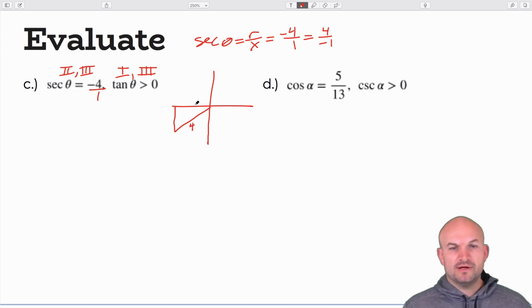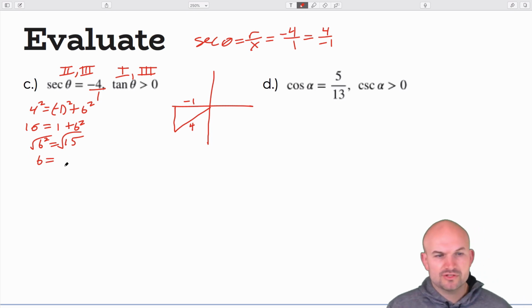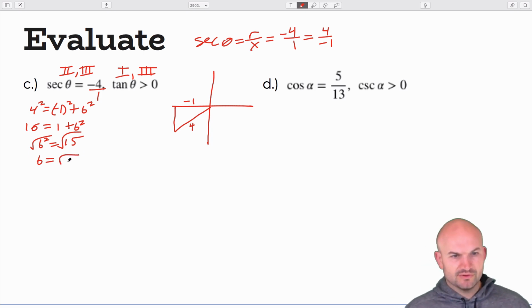So that's going to be 4. That's going to be negative 1. I'm going to use the Pythagorean theorem here. So we have 4 squared equals negative 1 squared plus b squared. That becomes 16 equals 1 plus b squared. So b squared equals 15. And then taking the square root, b is going to equal plus or minus the square root of 15.